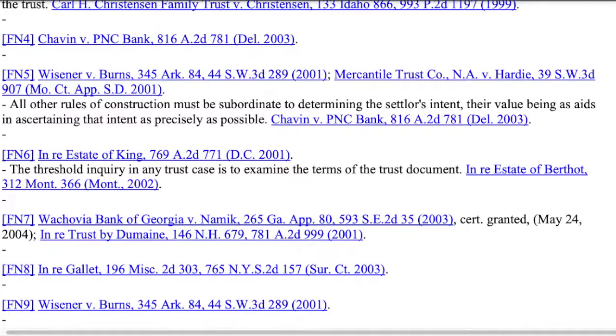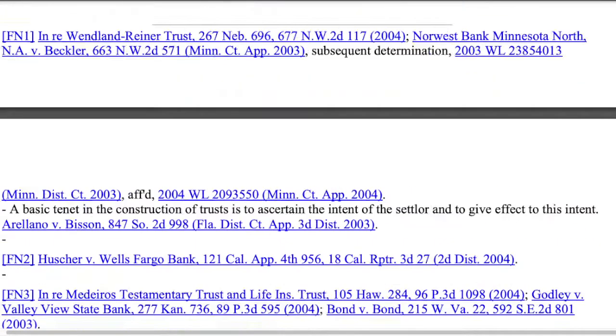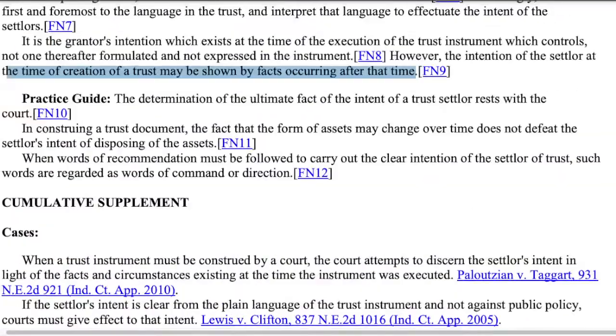2001, Arkansas, Wisner versus Burns. Heavy stuff here. Practical guide: the determination of the ultimate fact of intent of a trust settlor rests with the court. Get that? So you have to be able to prove to the court, and we can do it with what we just went over with the common law approach, that it's the intent, the language of the intent, done by the original purpose for the trustor.